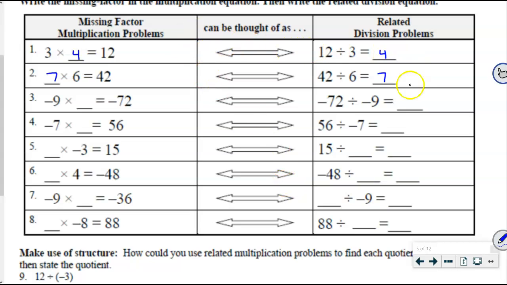Now, this is nothing new yet. These are positives, positives, positives. Nothing new or interesting there. But now, number 3, we've got a negative in there. A negative 9 times some number is equal to a negative 72. I don't want us to rearrange this yet. I want us to figure out what should go here. Negative 9 times something is a negative 72. Talk with your groups real quick. Just make sure you all agree.